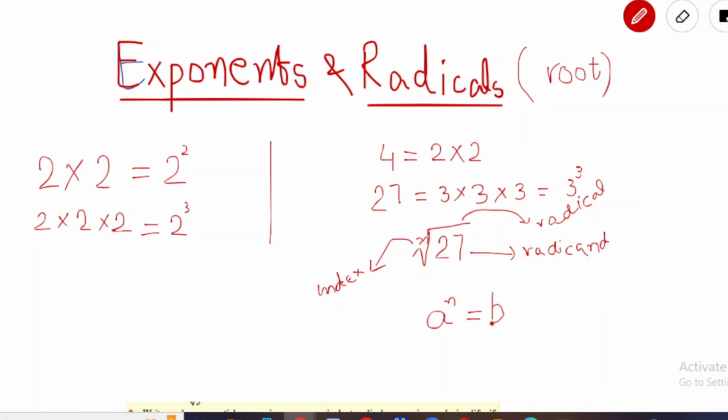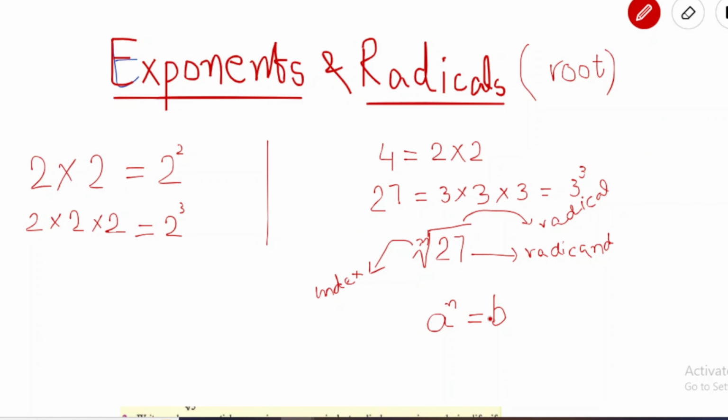A number a when raised to the power n gives us the answer b. Okay, that is simply the exponent. We have taken the exponent of a, and you got b. a to the power n means we multiplied a, n times, and we got the answer b. Now we want to find the root. So here is how the root is going to be introduced.